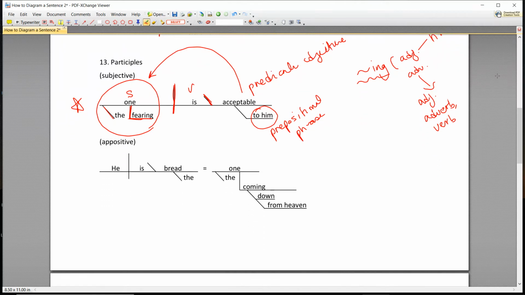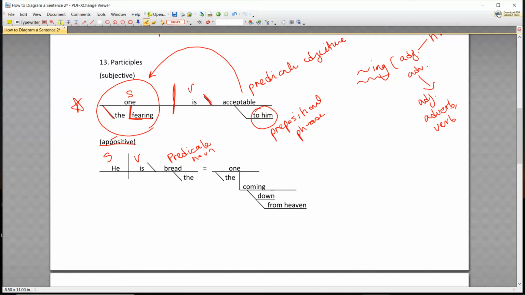So the next one, a positive. He is the bread, the one coming down from heaven. I think it's taken from the book of John, the Gospel of John. So he is the bread, object, no, predicate, right? Predicate noun, the bread. So the bread explains he, right? And then a positive, right?